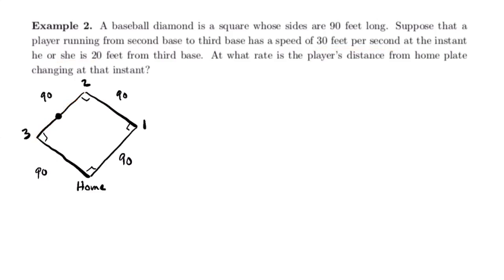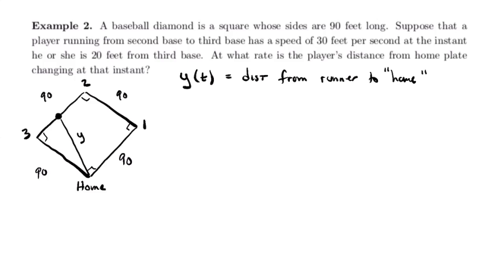If it's not clear, let me emphasize it in the picture. By the distance from home, I mean that distance. Imagine the straight line distance from this runner to home. We're being asked a question about that distance. I'm going to label it. This is identifying the quantities that are varying. I'm going to call it y. So y, or y of t, is changing in time. It's the distance from the runner to home.